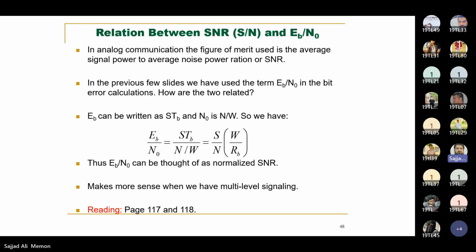SNR is the total value of signal to noise ratio, whereas if you want to calculate signal to noise ratio per bit, that is EB/N0, then you have to take W and RB into account. When we say SNR, that is a unitless quantity, but when we say EB/N0, that is energy per bit, meaning how much noise per bit there is. So the two quantities can be related by this expression: EB over N0 is equal to S over N times W over RB.